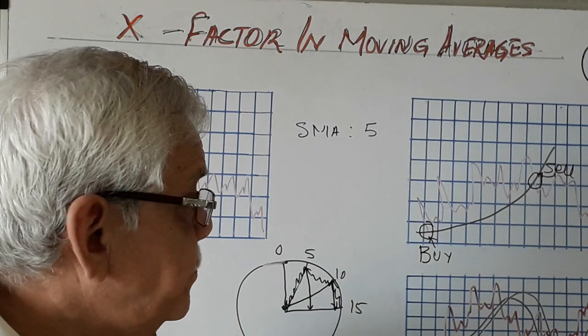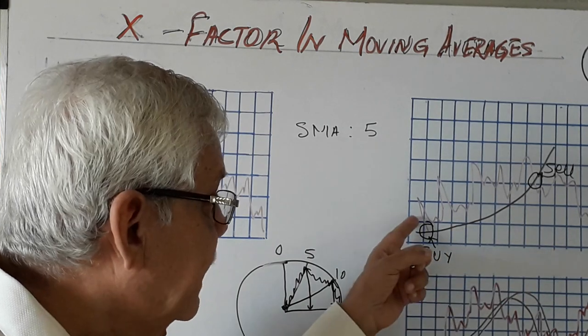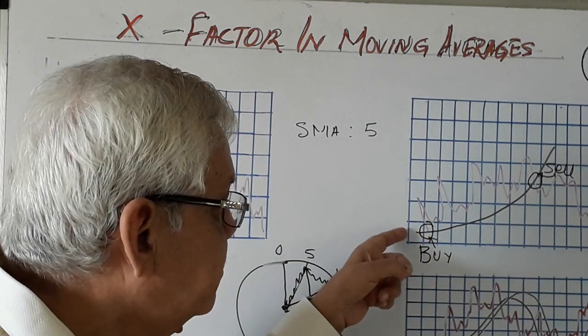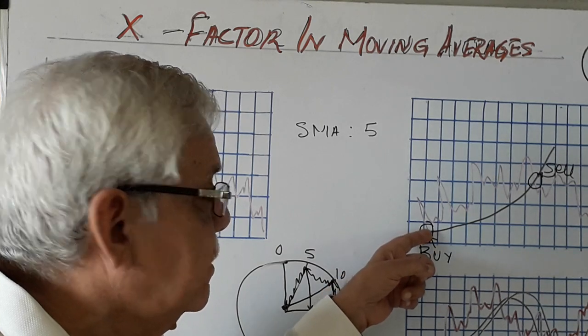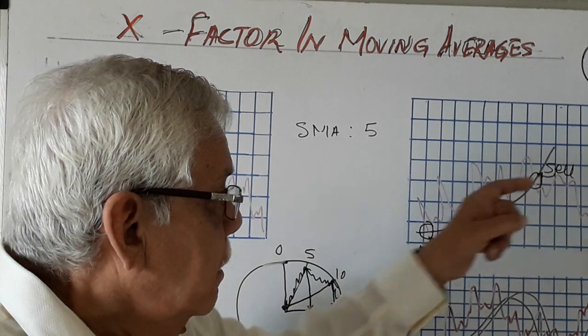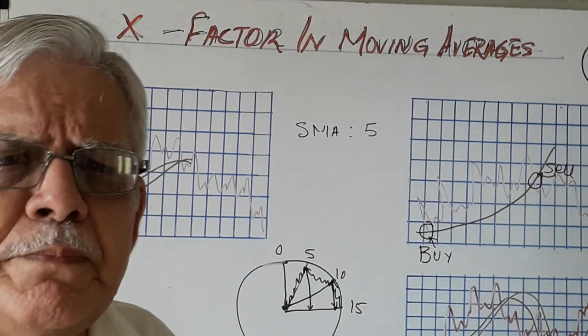So, finally, if I was to conclude, when the price line crosses the 5 DMA from below, buy, and when there is a cut here, you sell. How simple it is.